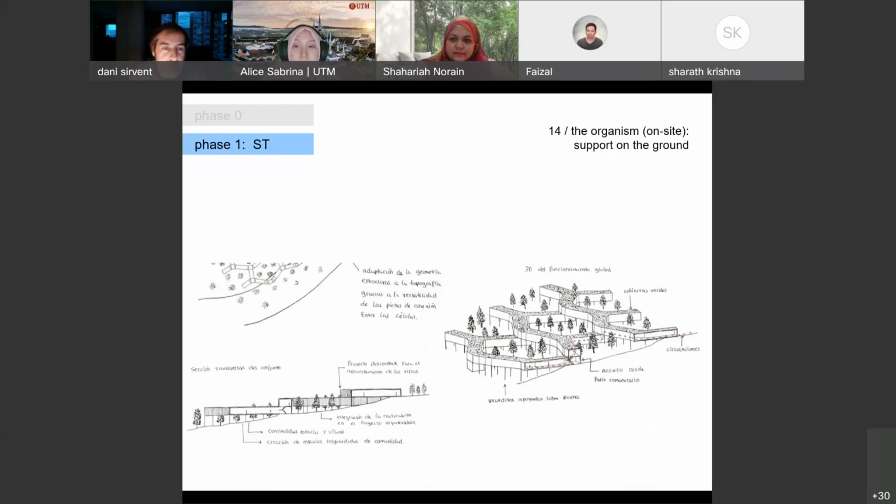Also, we talk about the encounter with the ground. Here we have the ground, and this is the project. In this case, the encounter between the project and the land, you have to study how it looks. In this case, they have some slopes, and they have to create these pillars to develop these proposals.